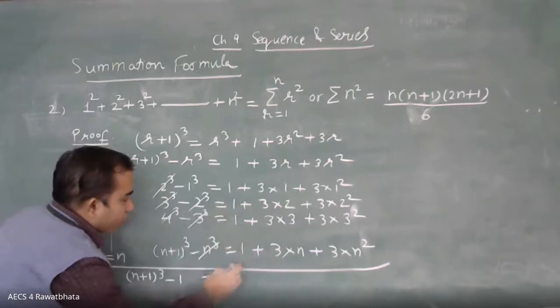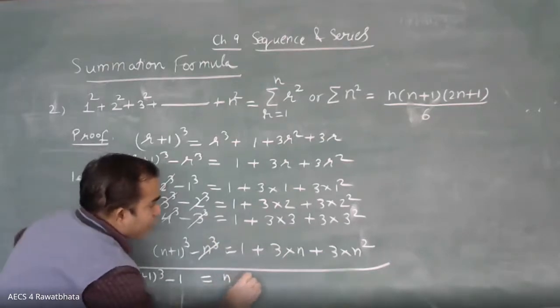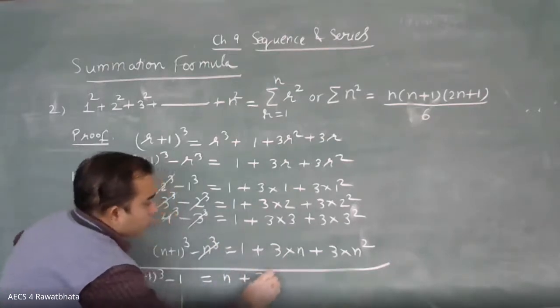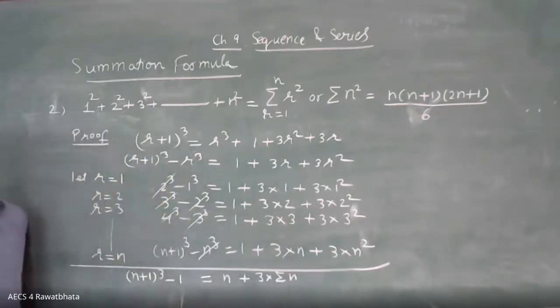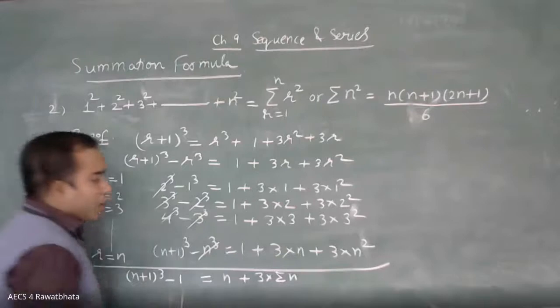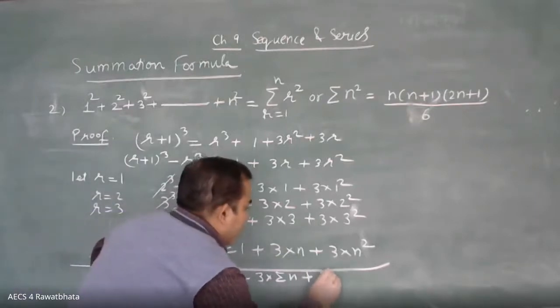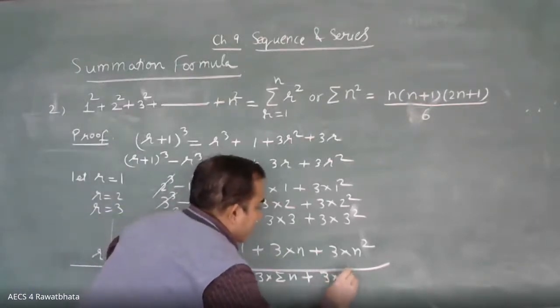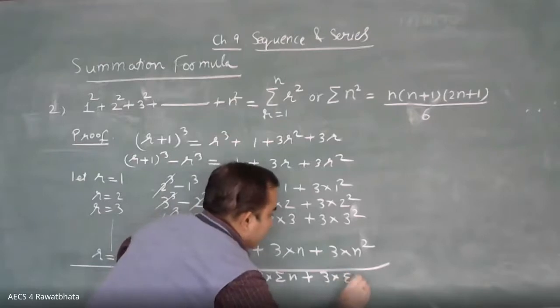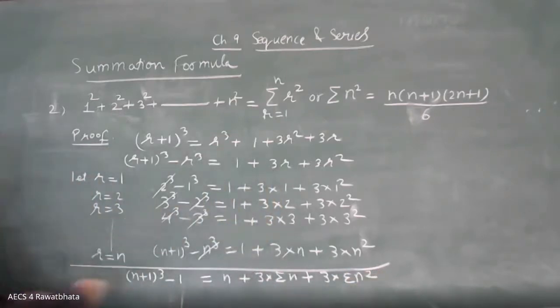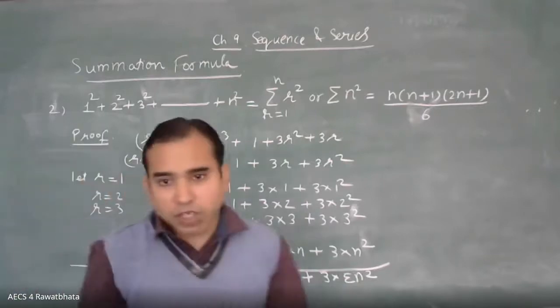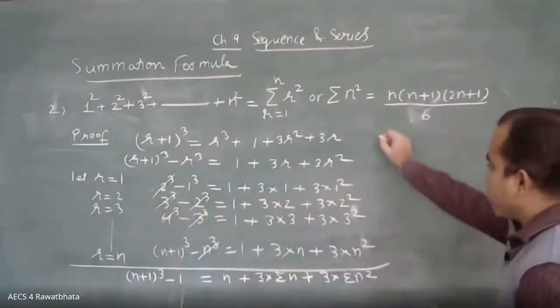So 1 plus 1, n times, it will be n, plus 3 into summation n, that is 1 plus 2 plus 3 plus up to n, plus 3 into 1 plus 2 plus 3 up to n square. It is nothing but summation n square. And now from this equation, you can get the value of summation n square. So let us try to get it.